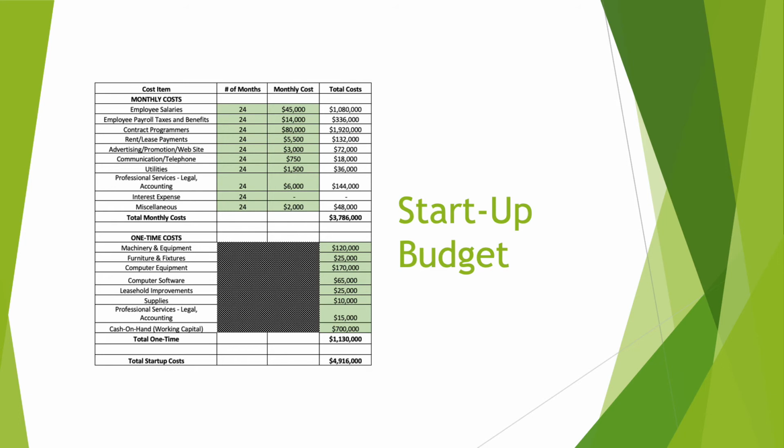On the lower half of the chart, you will find the one-time costs. Those are easy to calculate as each item is paid for one time. Each individual one-time cost is highlighted in green on the farthest right column. Below that, you will find in bold the total one-time cost, which is $1,130,000. At the very bottom of the chart, you will find the complete total startup cost, which is $4,916,000.